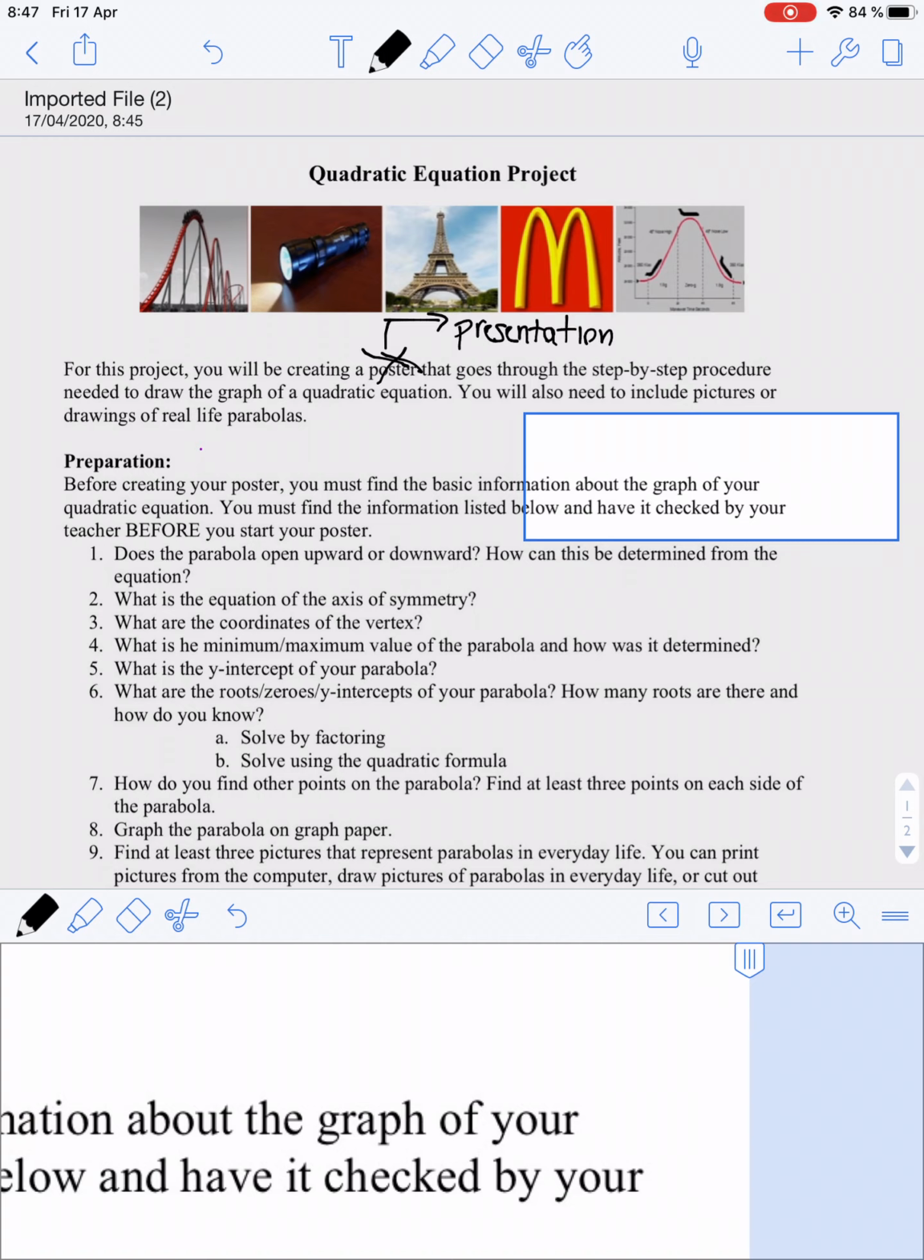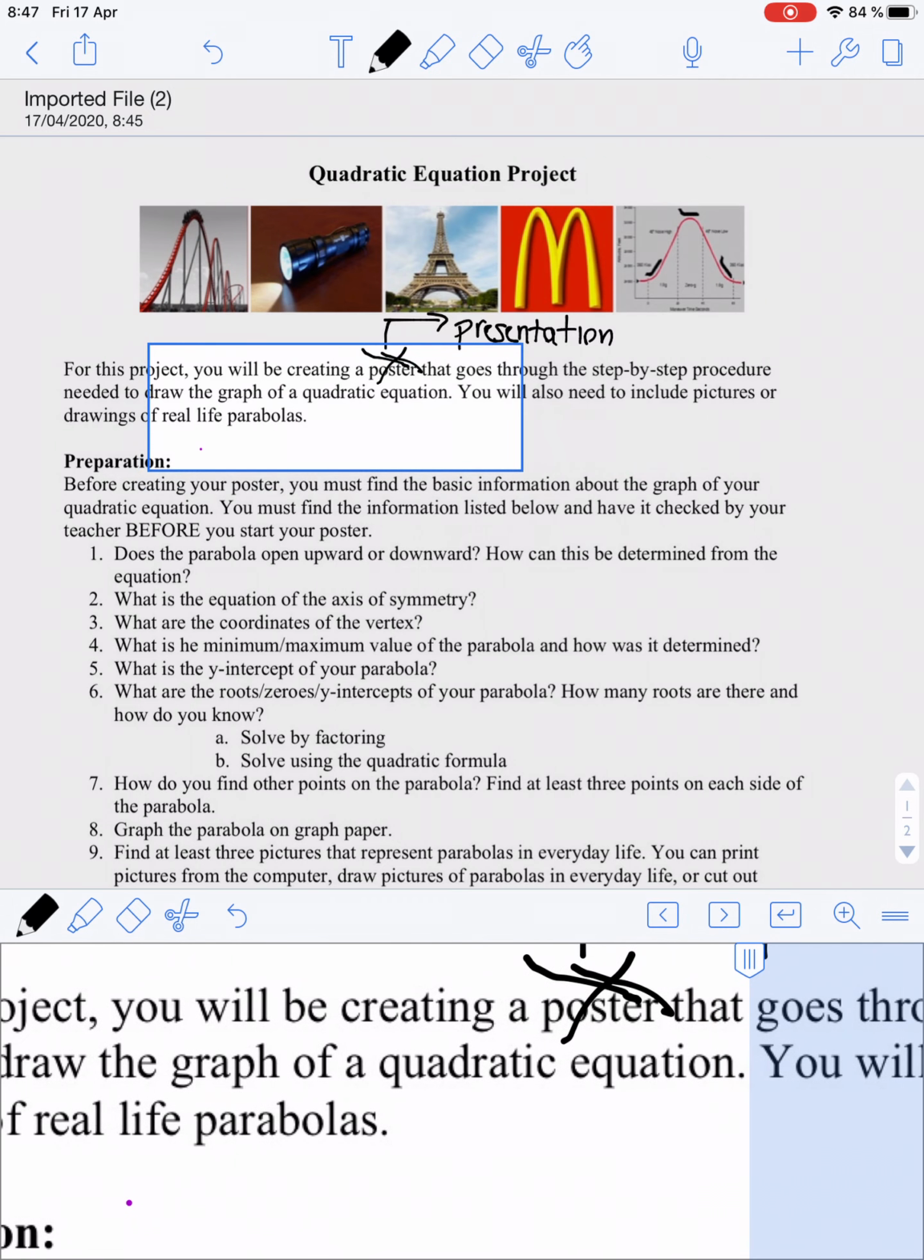For this you can use any kind of app, such as Keynote, PowerPoint, Pages, and anyway. It goes through the step-by-step procedure needed to draw the graph of a quadratic equation.